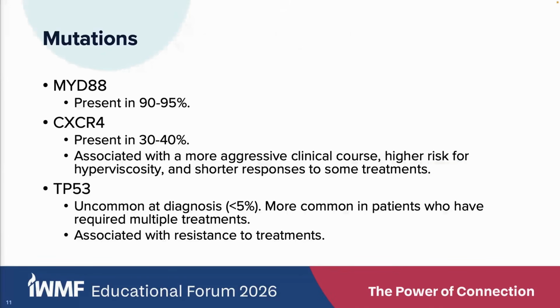There are a few mutations that are worth mentioning when we talk about Waldenström. You might have heard about the MYD88 mutation. Most patients with Waldenström have this mutation, up to 95% of them. It's very helpful for us as physicians to know these mutations because it can confirm the diagnosis of Waldenström. Waldenström sometimes can look like other types of slow-growing lymphomas, and having this mutation can confirm our suspicion.